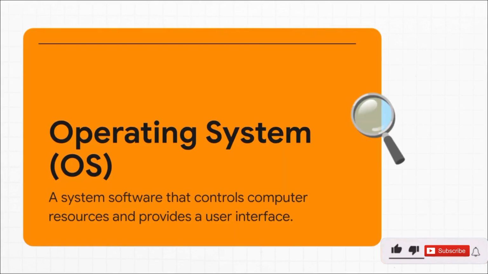Okay, so let's get a little technical for a moment. What is an OS, really? Well, it's what we call system software, and it has two huge jobs. First, it has to manage and control all the computer's resources. We're talking the brain power of the CPU, the memory, everything. And second, it has to give us, the user, a way to actually interact with the machine. It's the ultimate bridge between human and hardware.